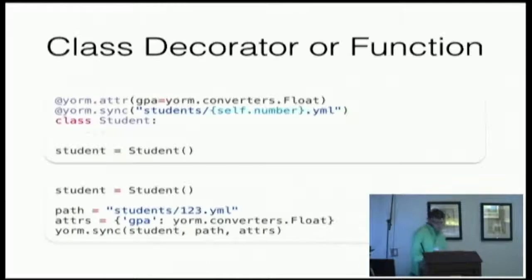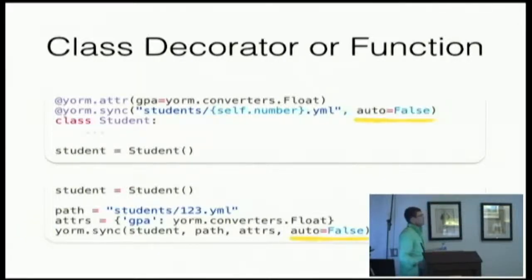Now I'd like to go over just a few more examples that show how all of these pieces work together and then what the library looks like today. So as you saw earlier, there are two main usages of the library. One is you decorate a class. The other is modifying existing instances. But if you want this synchronization to happen more explicitly, you can say auto equals false, and then no files will be created or read until you tell YORM to.